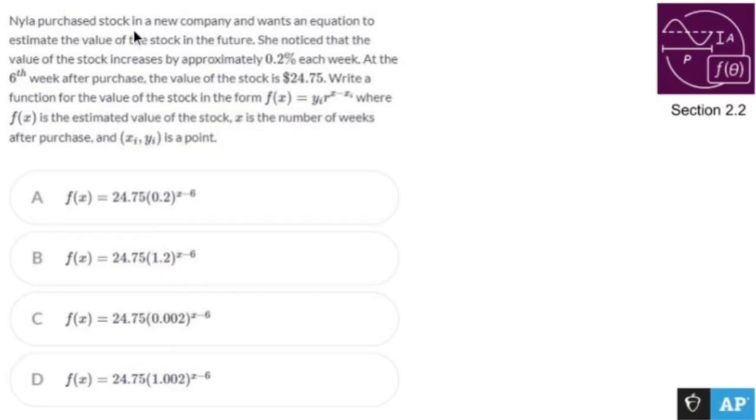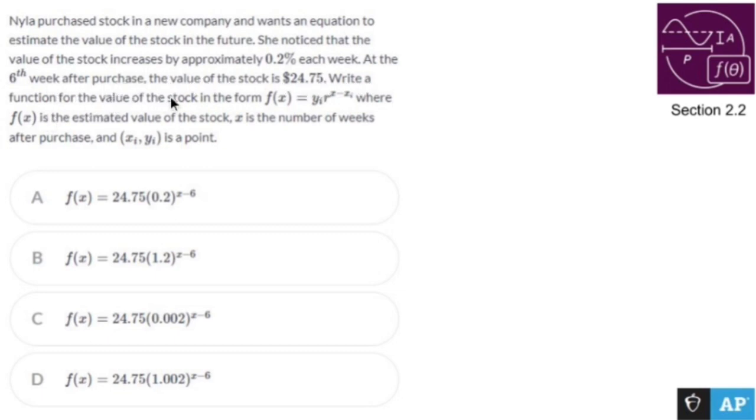Nyla purchased stock in a new company and wants an equation to estimate the value of the stock in the future. Good for you, Nyla. She notices that the value of the stock increases by approximately 0.2% each week. At the sixth week after purchase, the value of the stock is $24.75.